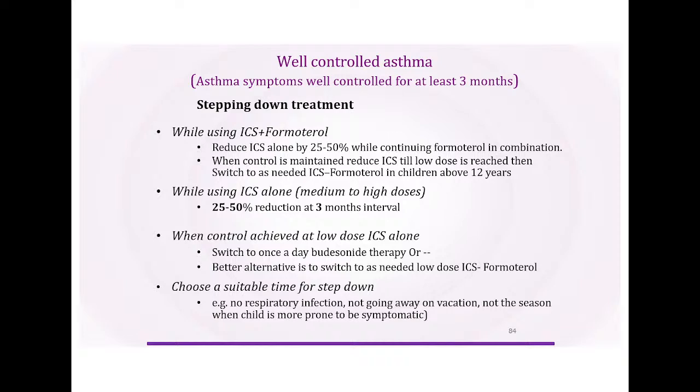And when control is maintained, reduce inhaled corticosteroid till the low dose is reached, and then switch to inhaled corticosteroid formoterol, switch to as needed maintenance therapy, as needed MART. While if suppose you were on this combination, that is one thing, but suppose you are only on budesonide, then 25 to 40% reduction at every 3 month interval, and when control is achieved on low dose inhaled corticosteroid, then what do you have to do? We have to switch to once a day budesonide therapy, or a better alternative is as needed low dose inhaled corticosteroid plus formoterol as needed, like for intermittent asthma-like symptoms.